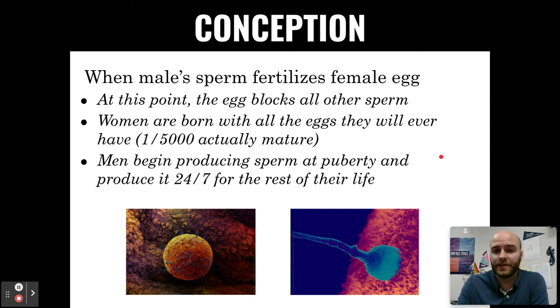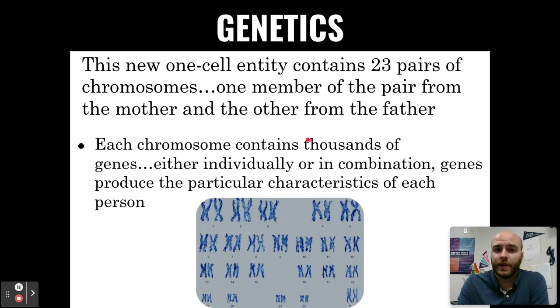So once conception has occurred, this new one-cell entity contains 23 pairs of chromosomes. One member of the pair comes from the mother, and the other comes from the father. Females are XX, males are XY. If the male passes on the Y, the fetus or the zygote or whatever you want to call it at this point will develop into a male. If it passes on an X, it will develop into a female.